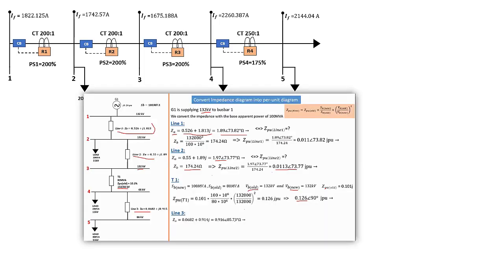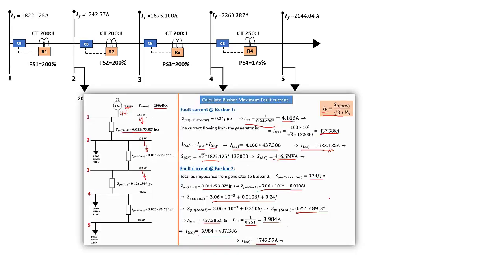We then needed to determine the per unit equivalence for our impedance diagram, because you have to take the impedance diagram and convert it into a per unit diagram. That is one of the processes you have to do if you need to calculate your fault current or your per unit current. And that was tutorial 3.